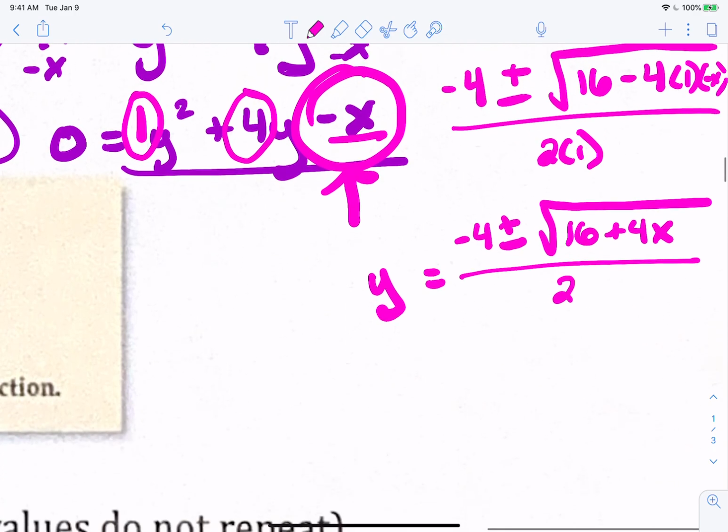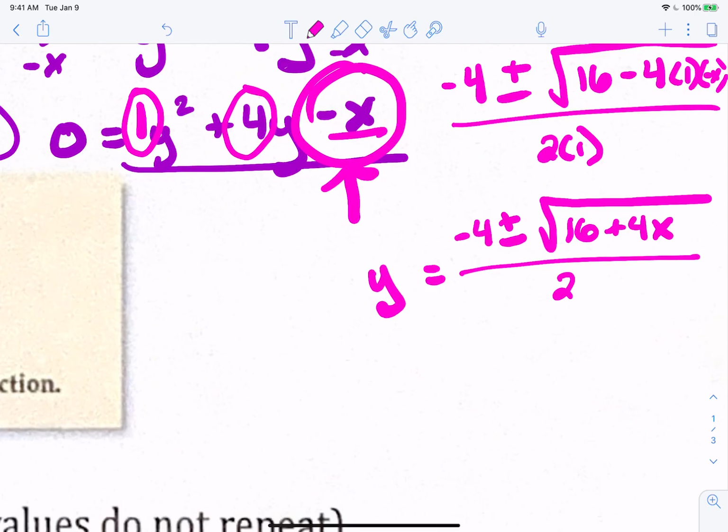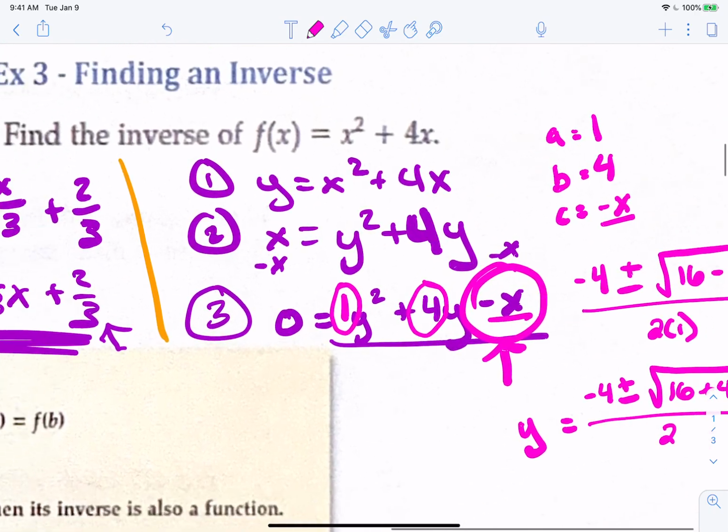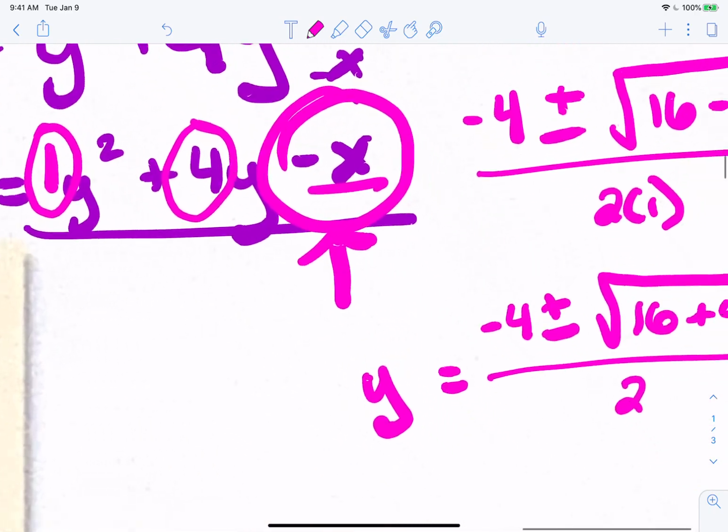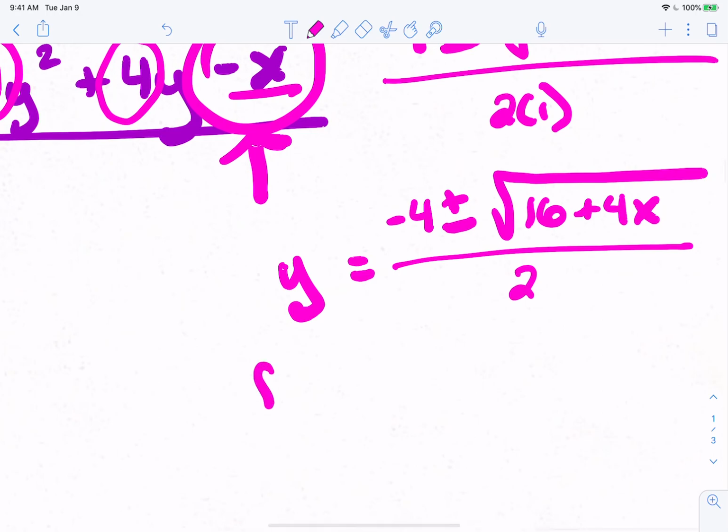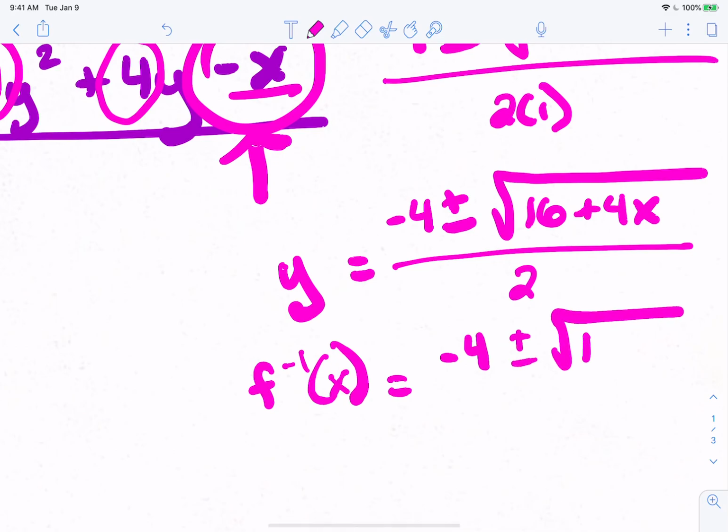And then the last thing that we're going to do is switch this to f inverse of x, or did they tell us to call it something else? Find the inverse. They didn't tell us what to name it, so we're just going to call it f inverse of x. This is step number 4. And it's this gross, ugly, nasty stuff.